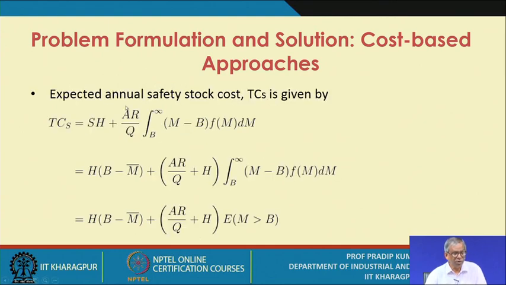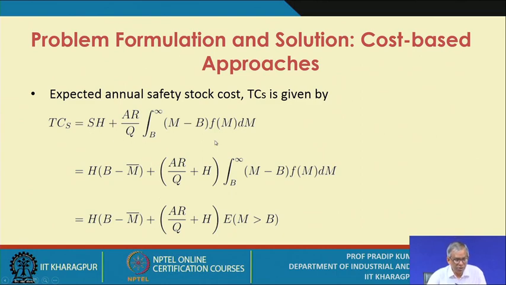Now what you do, you get an expression for the expected annual safety stock cost. The notation is TC subscript S, and this cost is given by SH plus A. We have been using the same notation, so A is the lost sales cost per unit, R is the yearly demand, Q is the order quantity, and the integration from B to infinity of (M minus B) f(M) dM.